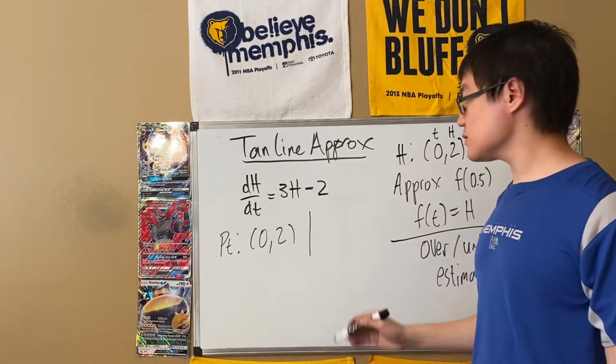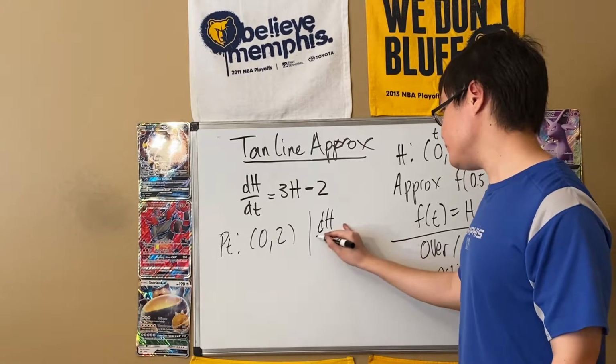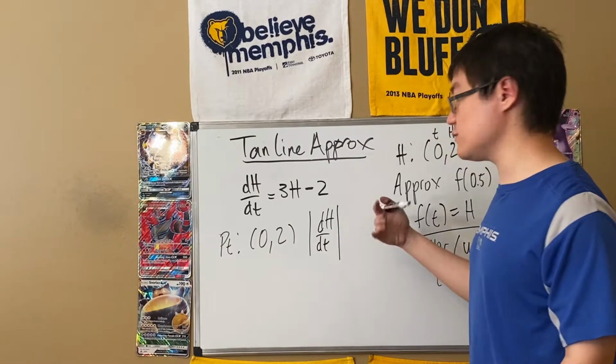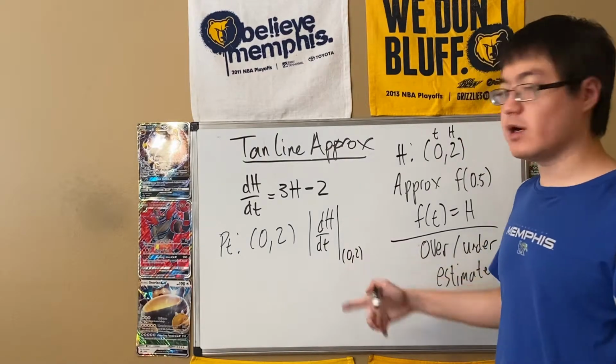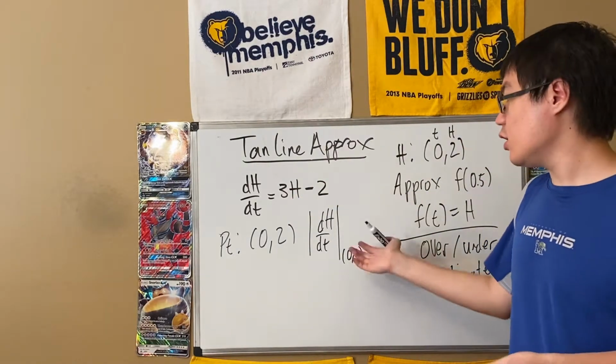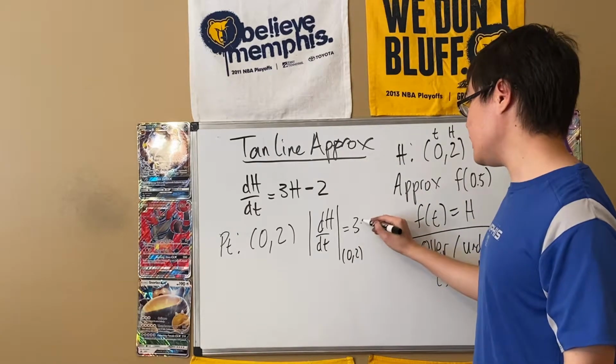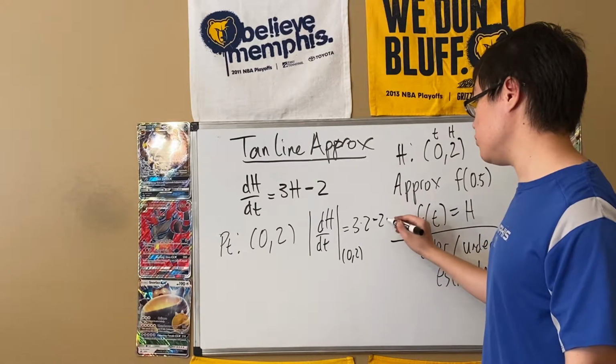2 times 3 is 6. So let's actually do that. We're plugging in the point. This is vertical bar notation, meaning I'm going to plug in this point, 0 and 2. I don't plug in 0 because there's just no t's in this thing. All I do is plug in 2. It's going to be 3 times 2, which is 6, minus 2, which is 4.